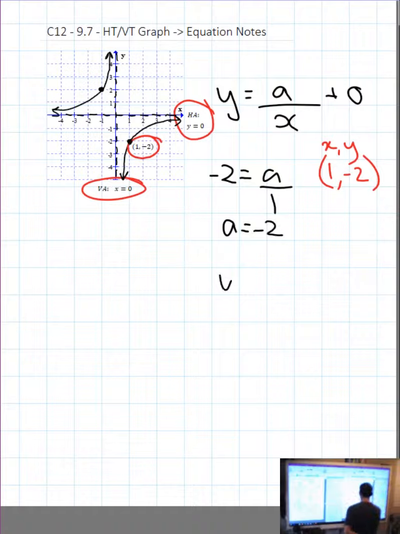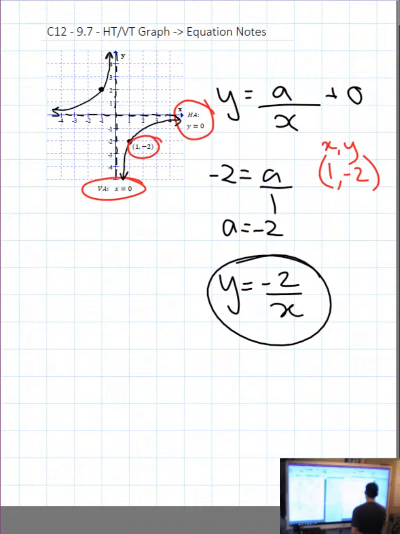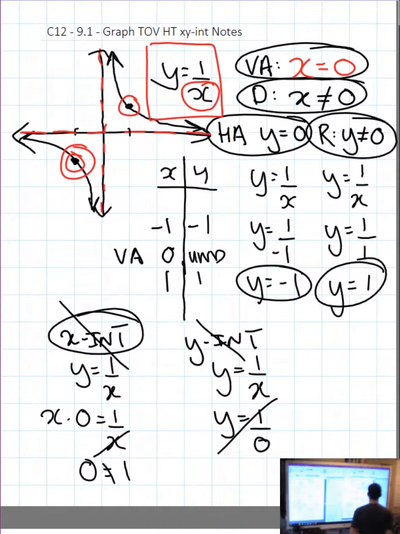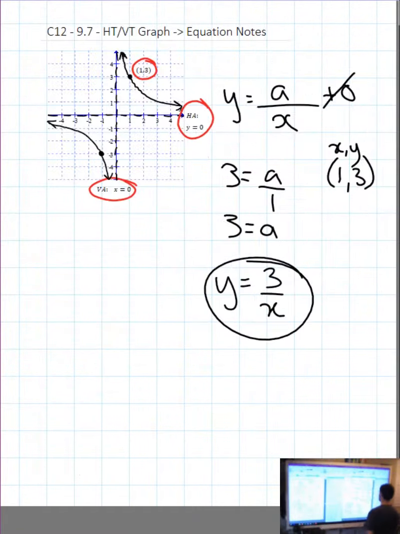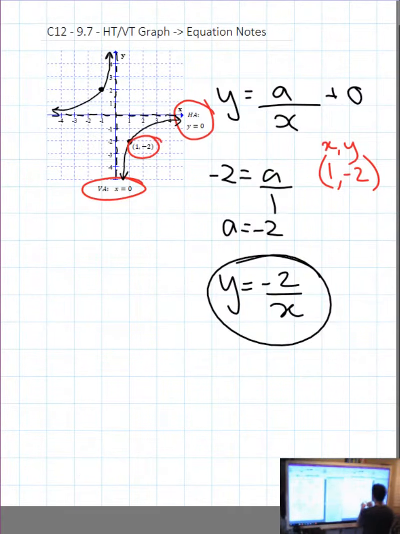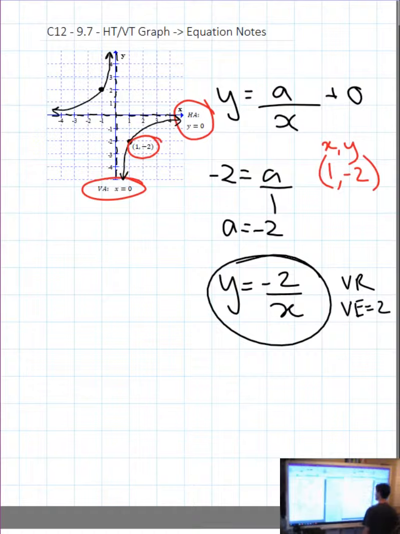And we can rewrite it. y equals negative 2 over x. Notice it's our graph of 1 over x. Now, if we have a negative in front, that's a vertical reflection, and if we have a 2 on the top, that's a vertical expansion. So that's a vertical reflection and a vertical expansion equaling 2. Again, this one's only going to have one simple form.